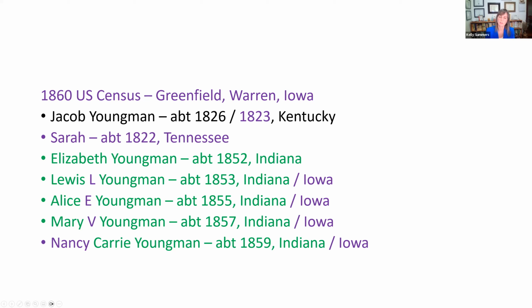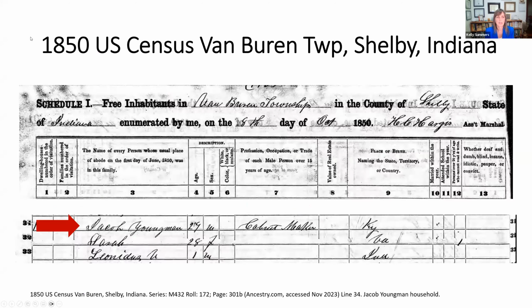And so I feel pretty comfortable with that. It's great if we have it right on a certain year, but that's not always the way it happens. Okay, so we want to go back again 10 years to 1850, and we don't even know if they were married in 1850. But let's go to Indiana and see what we can find. And I went to 1850 in Van Buren Township, Shelby County, Indiana. And this is what I found.